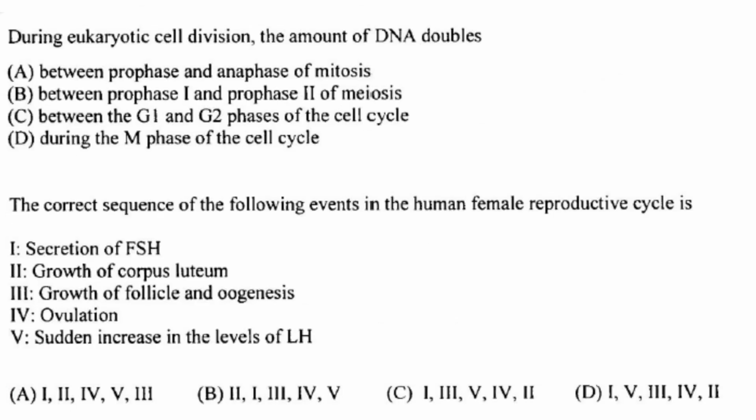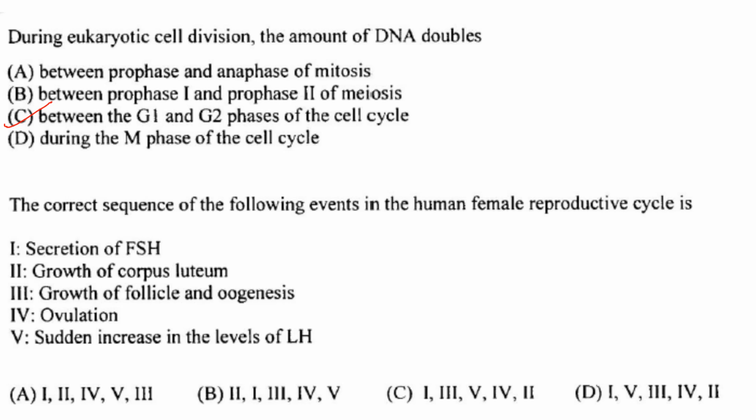Then next one. During eukaryotic cell division, the amount of DNA doubles. So the amount of DNA doubles at the S phase. S phase comes between G1 and G2 phases. So prophase and anaphase of mitosis, not correct. Prophase 1 and prophase 2 of meiosis, no. Between G1 and G2 phases of the cell cycle, yes. Answer is option C. During M phase of the cell cycle, not at the mitotic phase. So that is also not correct.